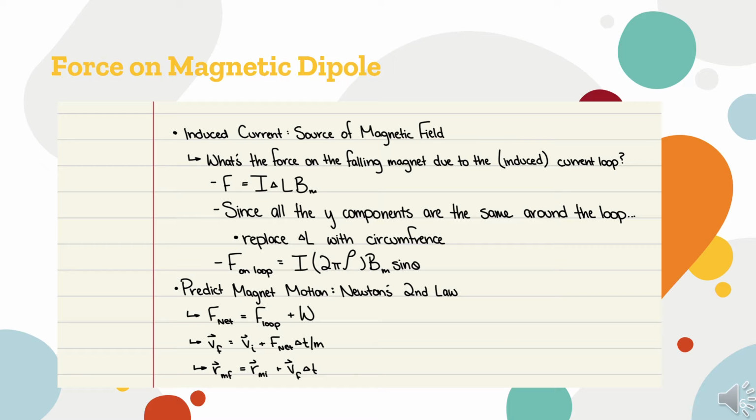On to the last video, we answered the question, what's the force on the falling magnet due to the current loop? We found an equation to solve for the force at one observation location, but since all of the y components are the same around the loop, we can replace delta L with the loop's circumference to simplify the equation. This week's lecture videos closed out with a discussion on the prediction of the magnet's motion with Newton's second law, which utilizes all of the following equations.